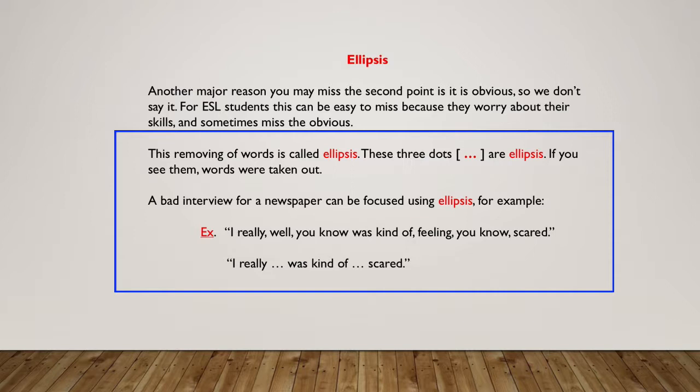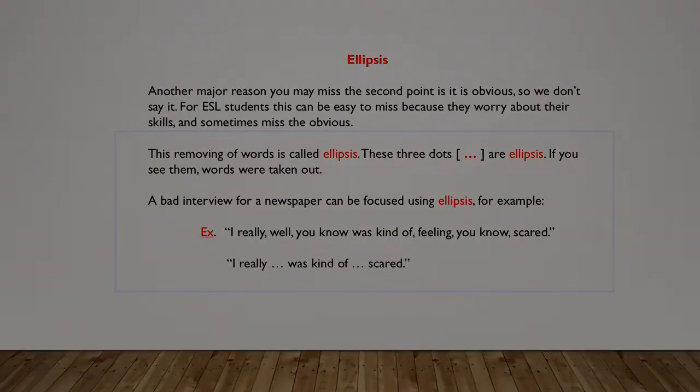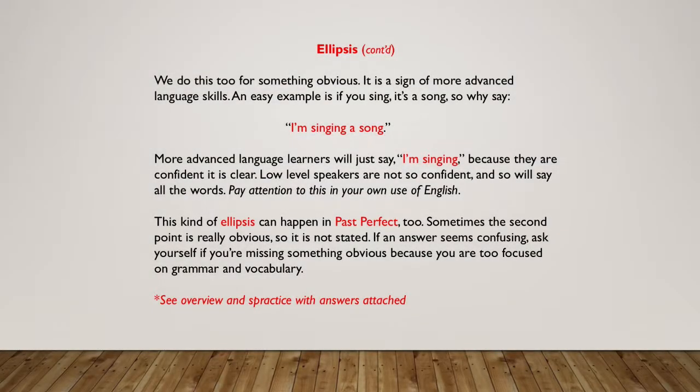A bad interview for a newspaper can be focused using ellipses. For example, I really, was kind of feeling, scared. But in printing, you could write, I really, ellipses, was kind of, ellipses, scared. We do this for obvious things, and it shows a higher level confidence in your language skills.